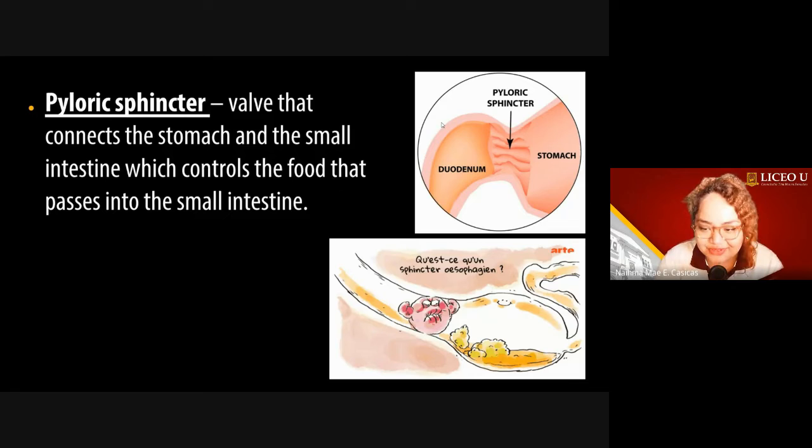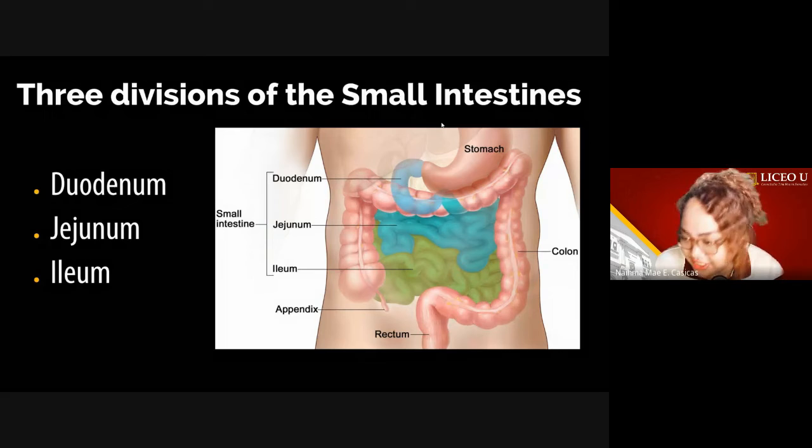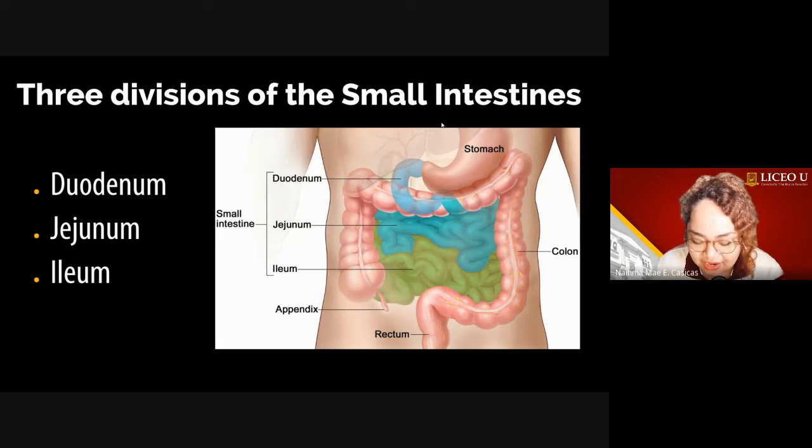And then, let's go to the small intestines, okay? There are three divisions in your small intestines. You have your duodenum, jejunum, and your ileum. So that's DJI. Just remember that arrangement of letters: DJI. Duodenum is the first. That is the one that is connected to your stomach.